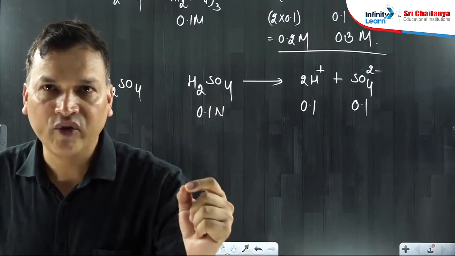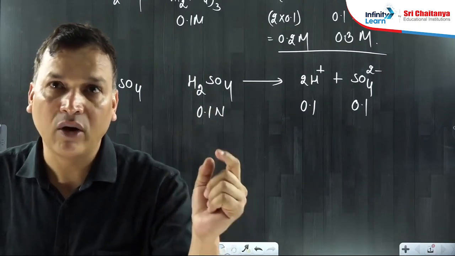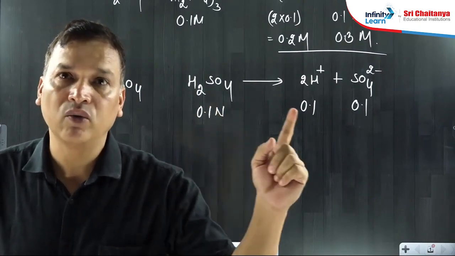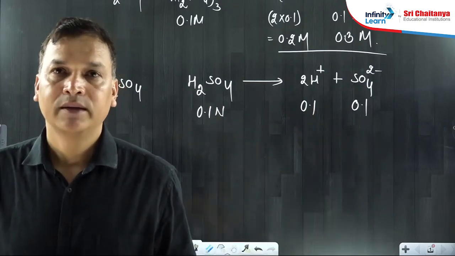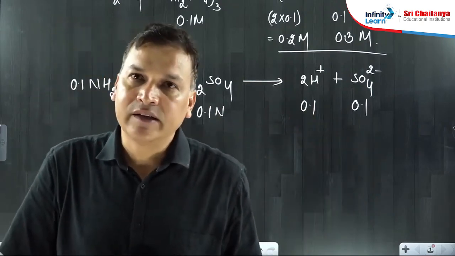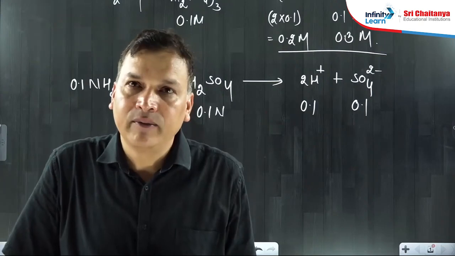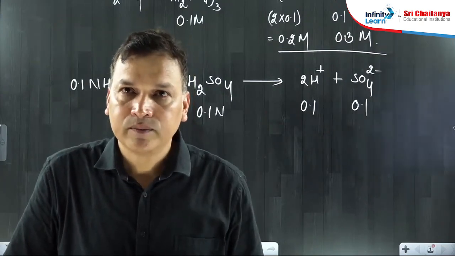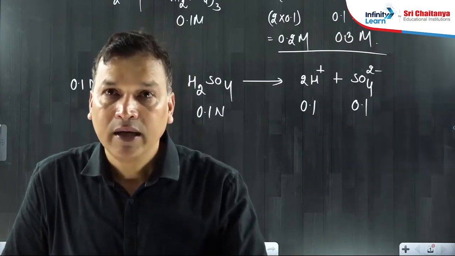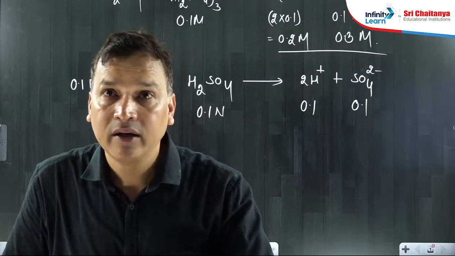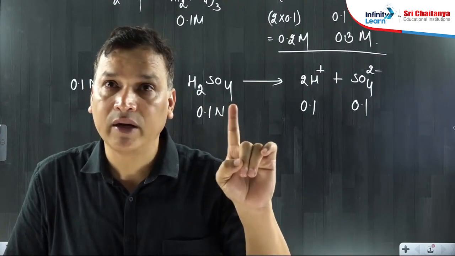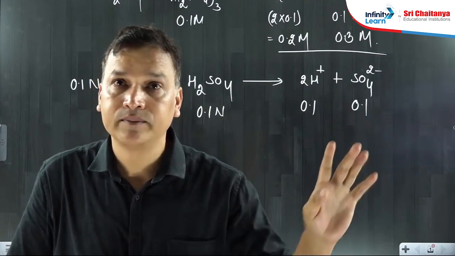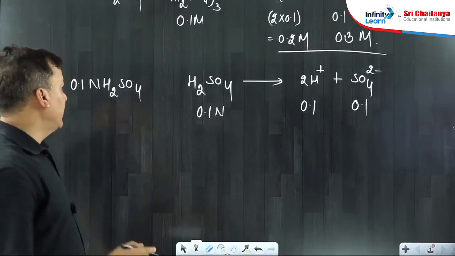Let me state one statement. The ratio of number of equivalents is always 1:1:1. This is a very important statement. So please be attentive. Whenever we talk in terms of equivalents, the ratio is always 1:1:1. Is that clear?